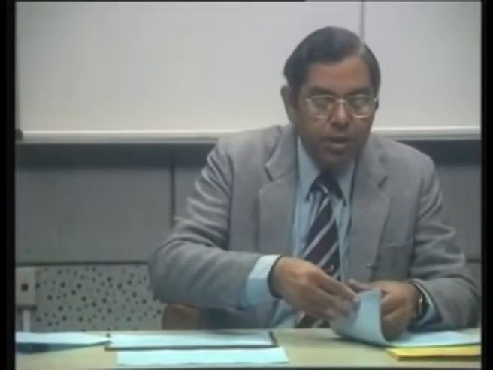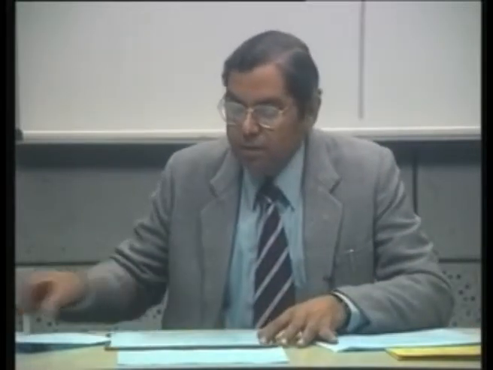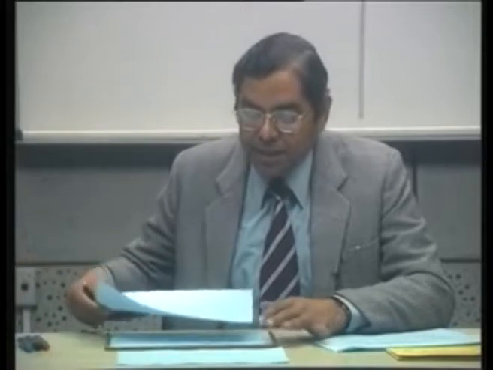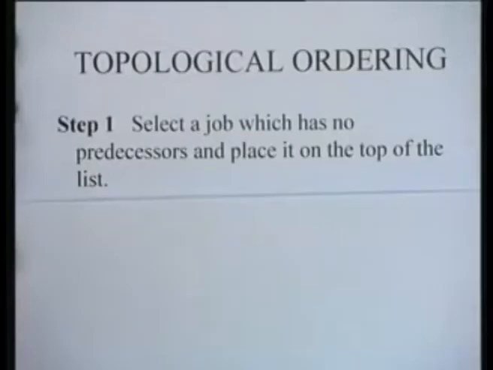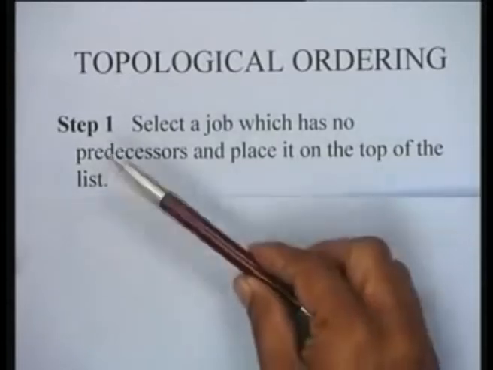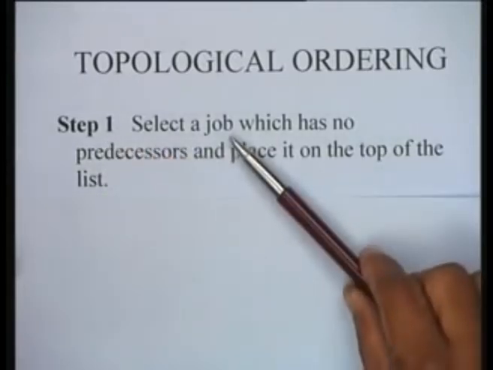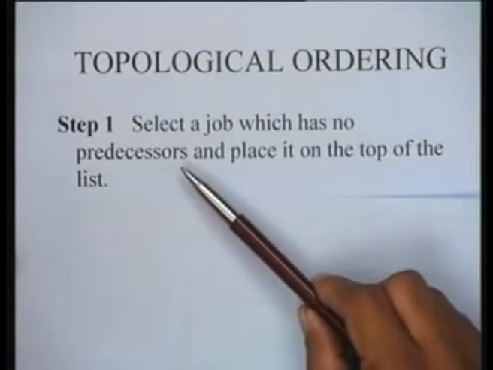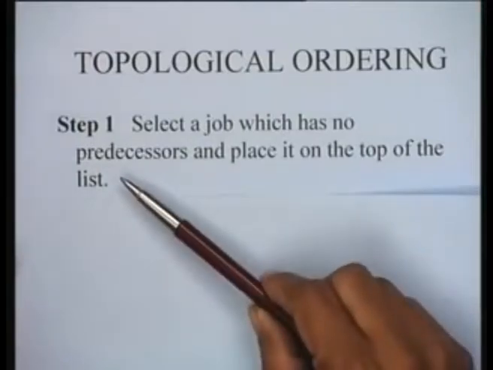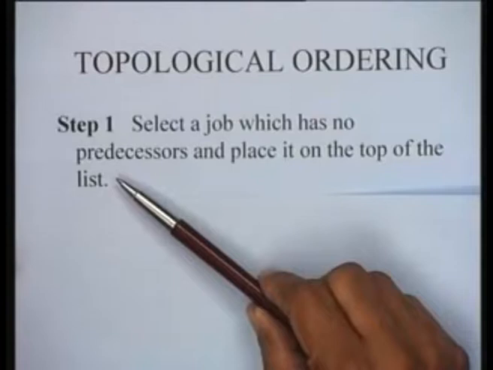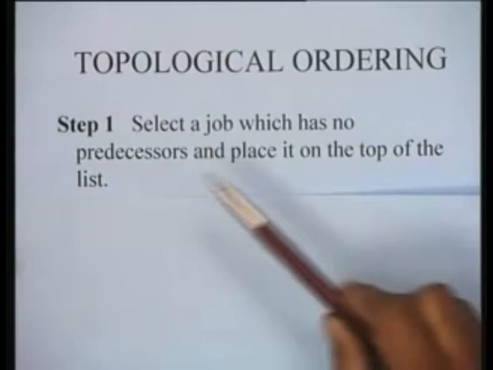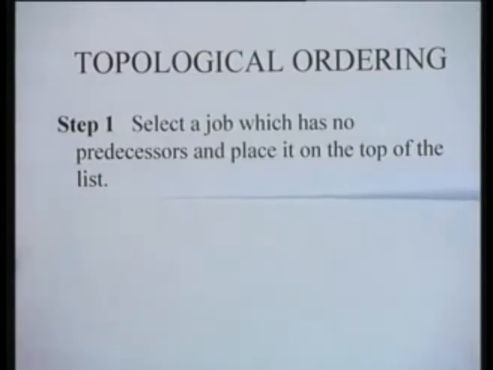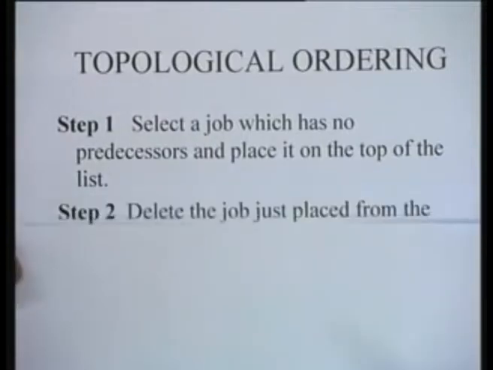Now, the procedure of topological ordering of activities can be summarized as follows. The first step in the procedure is to select a job which has no predecessors and place it on the top of the list. Obviously, such a job is a source which has no predecessors. It is a source in the network, or otherwise it is a job which has no predecessor. So, you identify such a job and place it first on top of the list.